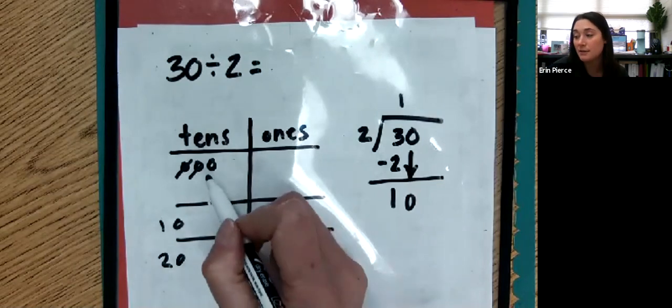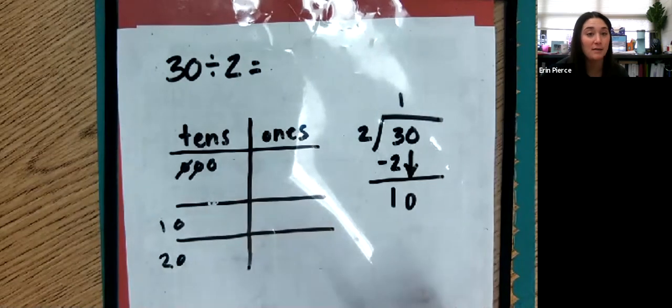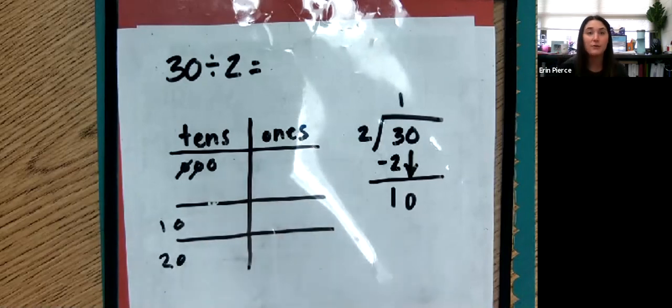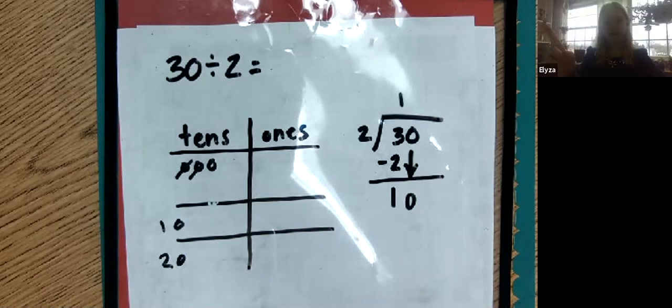Our picture now tells us I have a remainder in the tens. What do you think I'm going to do with one of those tens? Eliza, you have your hand raised. What do you think I'm going to do with one of those? You're going to unbundle it and put it in the ones.